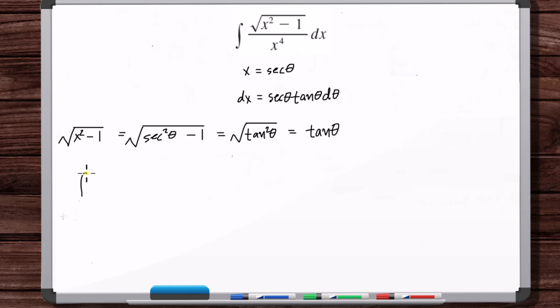And so, okay, so we've got tangent theta over secant to the 4th theta, because x is secant theta, and then dx is... okay, so now simplifying, we've got secant.